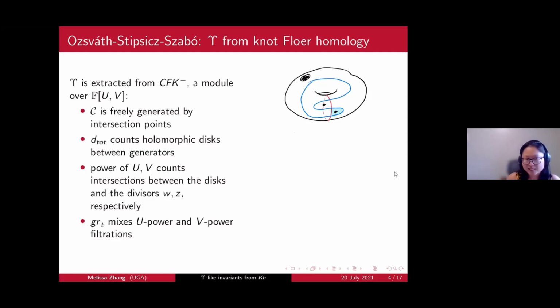Anyways, so GRT is going to mix your U power and V power filtrations, which gives you a range of slopes. And if your complex looks something like, let's say this is the complex for the trefoil, you can then say, well, I can take my filtration levels, which have some slope, and try to measure some distinguished class. Now, in this picture, technically you have to multiply by, it keeps going. I only drew one copy of the complex, right? It's actually over this polynomial ring.